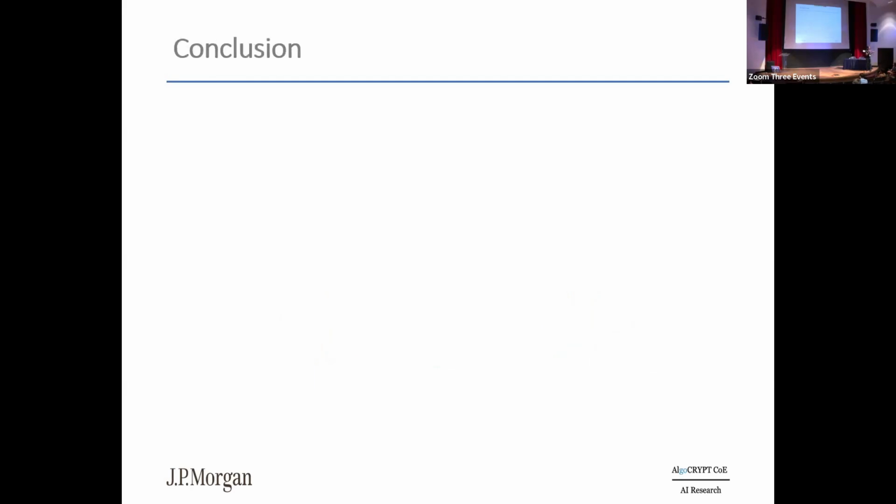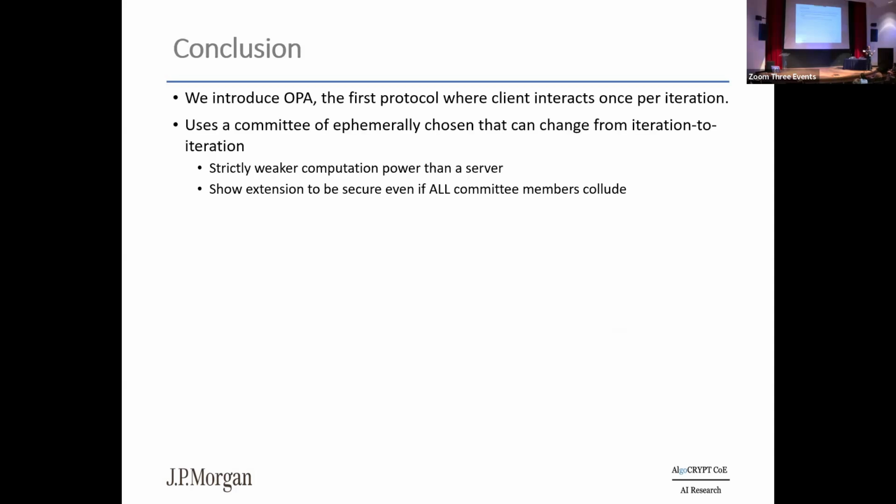So anyway, the conclusion. I've bored you enough, but we've introduced OPAL, which is the first one-shot private aggregation protocol, bridging the gap with learning in the clear. It uses a committee of ephemerally chosen clients to make the iteration go through.